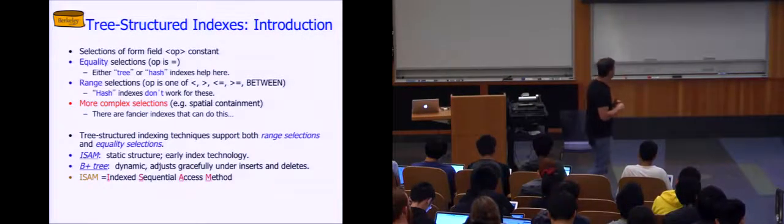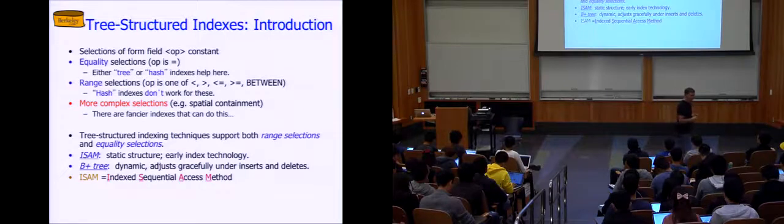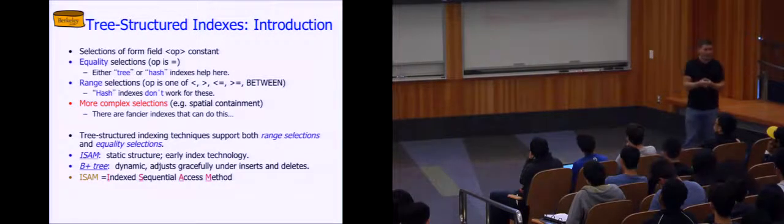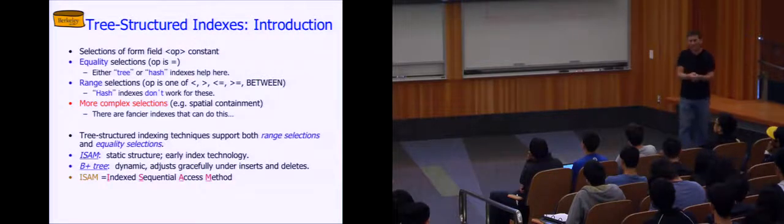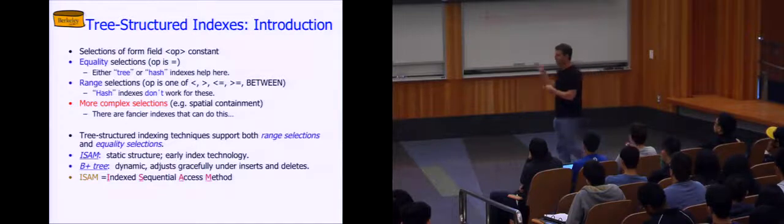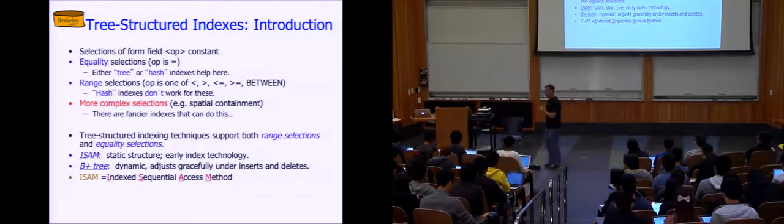Range selection operations could be less than, greater than, between, less than or equal to, greater than or equal to. Linear ordering queries. Hash indexes do not work for these because they're based on hashing. The whole name of hashing is that it makes a hash of an order. It messes up the order. So hash indexes won't work for range queries. But the tree indexes we're going to look at will work for linear range queries.